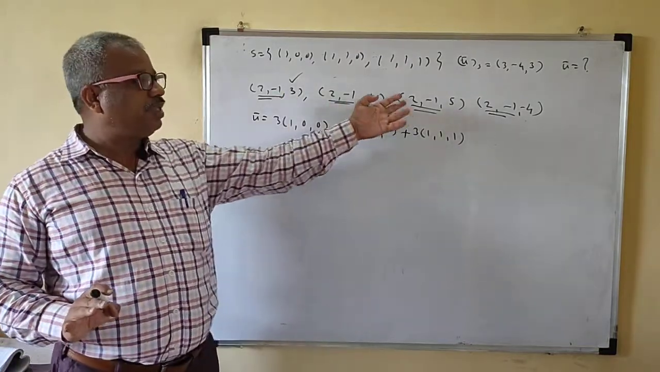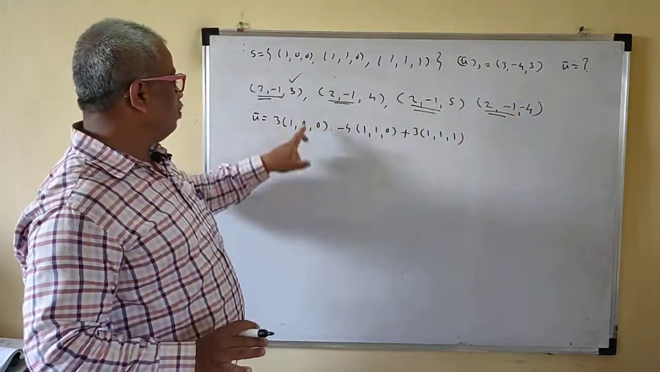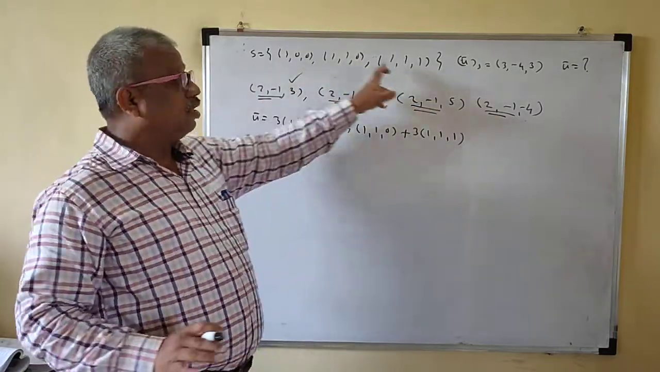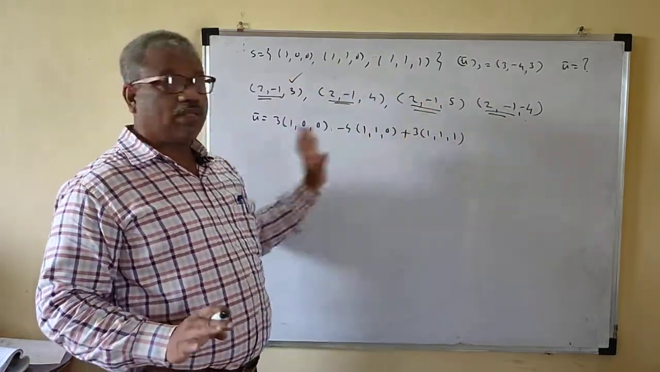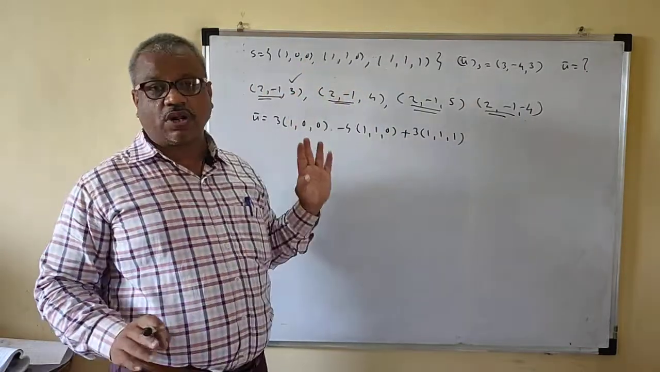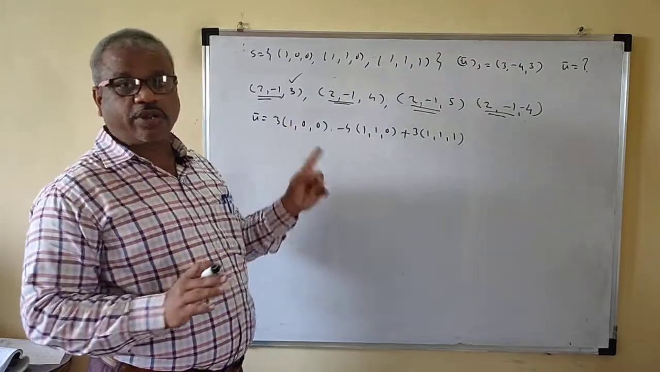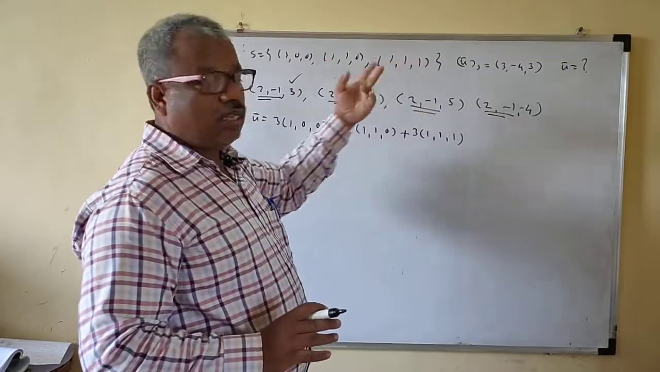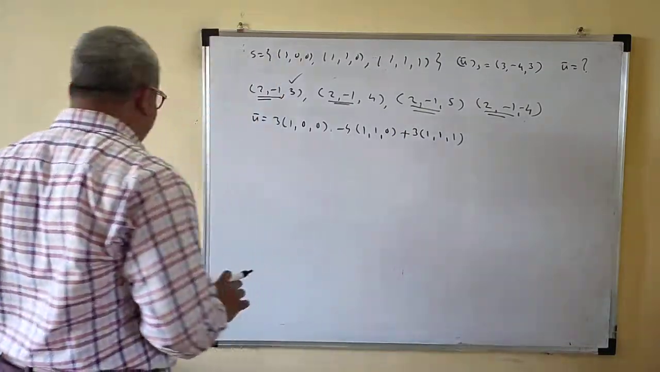Just take the linear combination, using the coordinates as the scalars. Don't change the order of the vectors in S: first vector, second vector, third vector. If you change the order, you will get a different coordinate vector. If you are finding the coordinate vector, the order of the vectors is important, otherwise you will get the wrong coordinate vector.